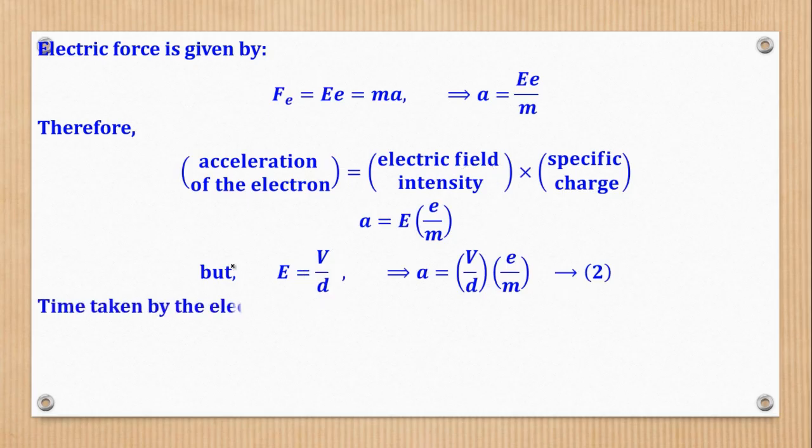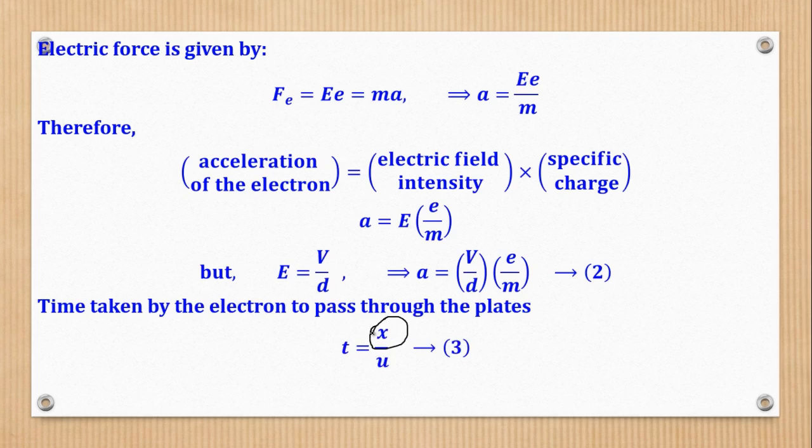Then the time taken by the electron to pass through the plates is given by the length of the plate divided by the speed. Remember, time is distance over speed. So we shall call it equation 3.